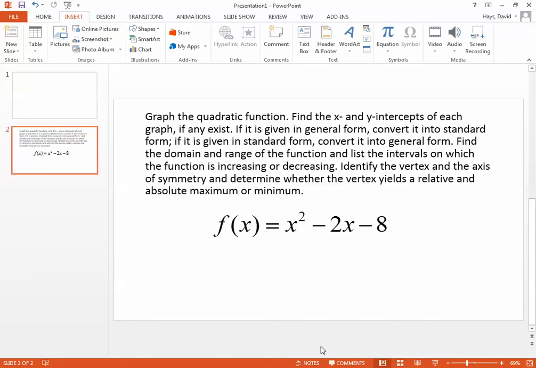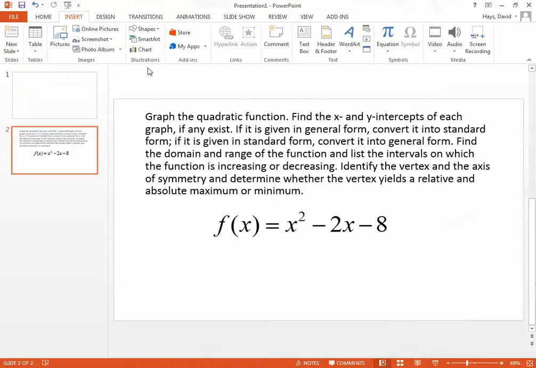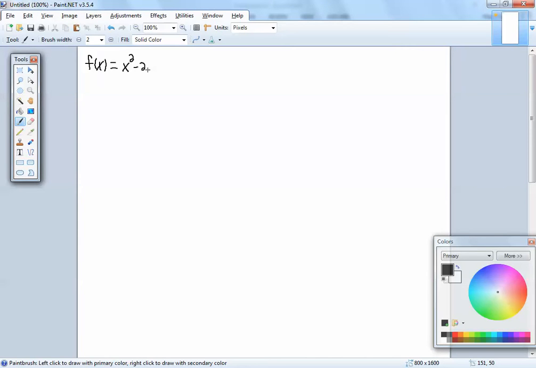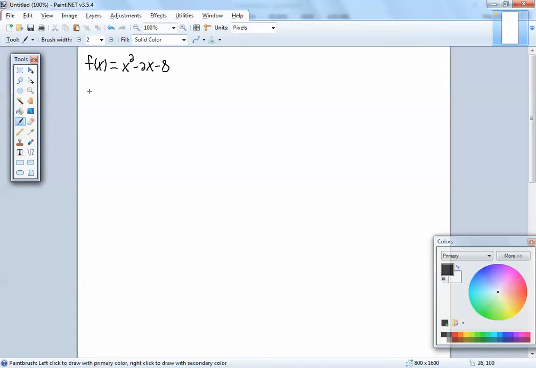Take a look at this problem. We've got f of x is equal to x squared minus 2x minus 8. And the instructions say to graph it and find the x and y intercepts of each graph. We're going to skip the graph part, we'll come back to that, but we'll find the x and y intercepts first.